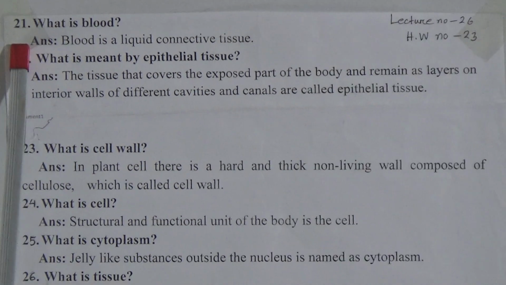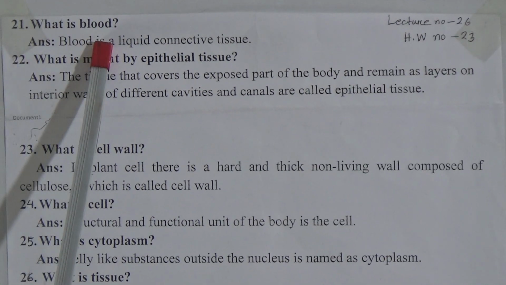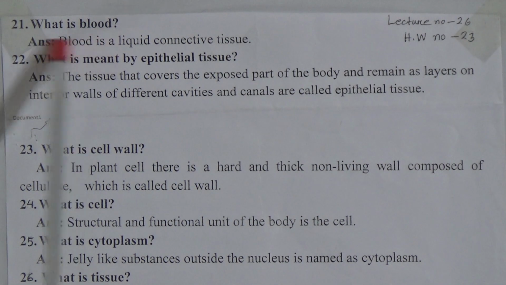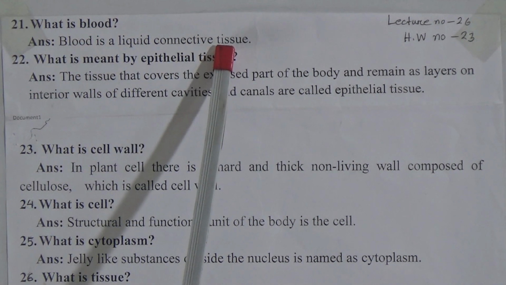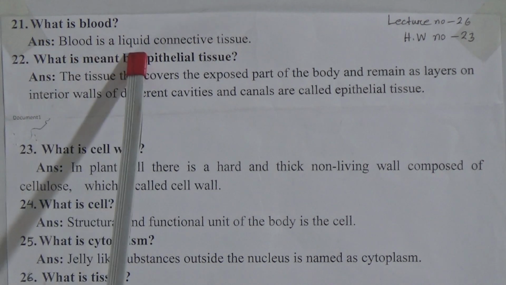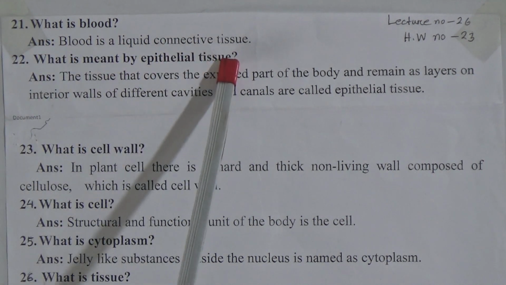21 number question is, what is blood? Answer is, blood is a liquid connective tissue.